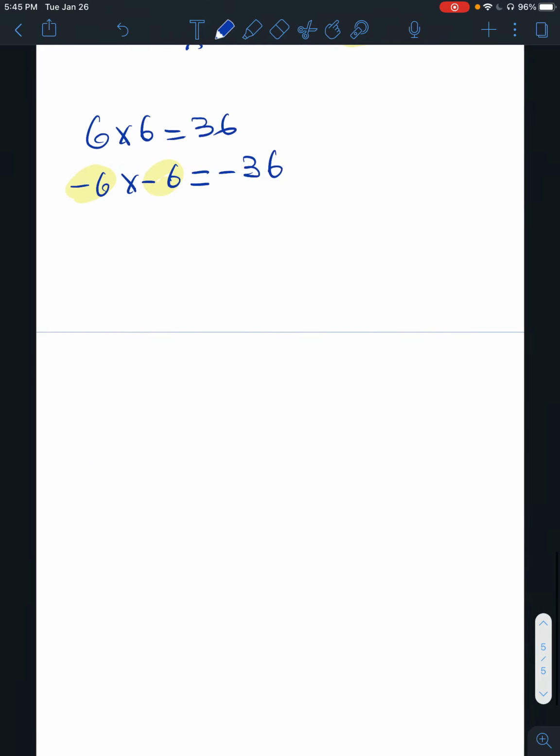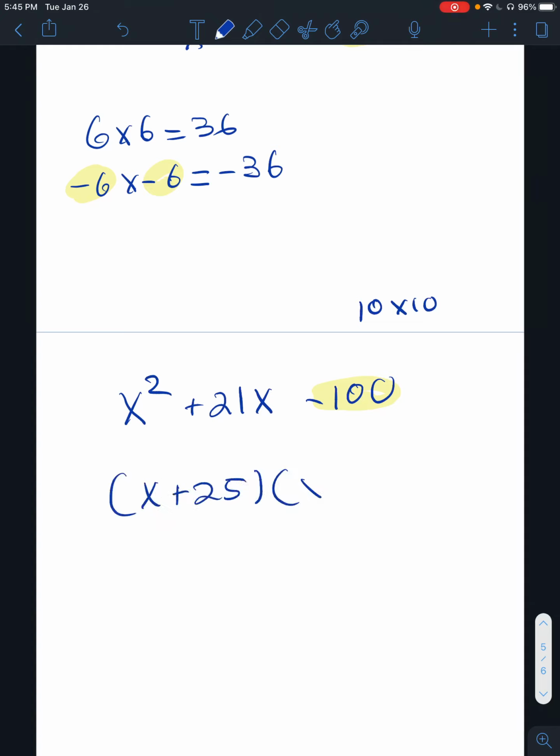So for instance, if I gave you the example x squared plus 21x minus 100, you're not going to be like, oh, that's 100. So Mr. Yosef said 10 times 10, but 10 plus 10 doesn't give me 21. That's okay, because this problem is not a perfect square trinomial. If you actually factor this question, this one ends up being x plus 25 and x minus 4. So it's just something that you can notice.